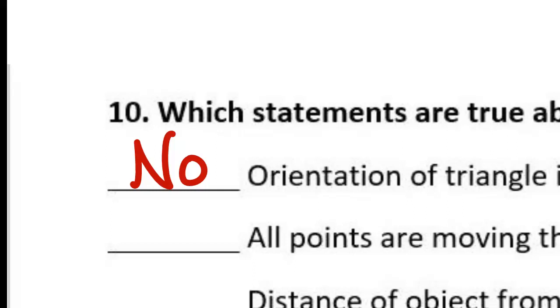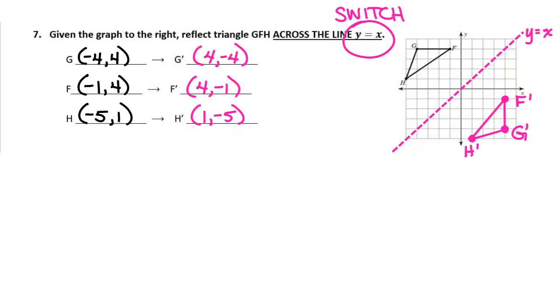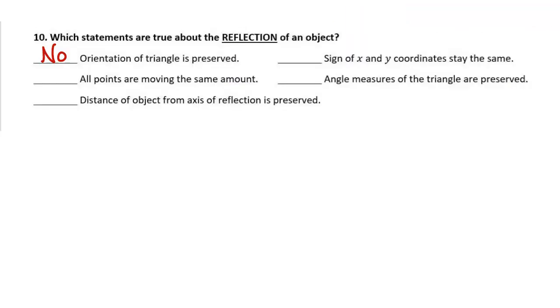All points are moving the same amount. Did point G move the same amount as point F? No. G moved the farthest because it came all the way down here. So my points didn't move the same amount.